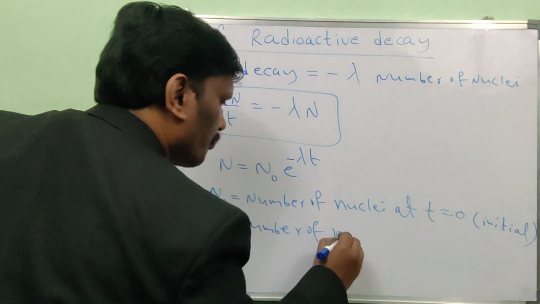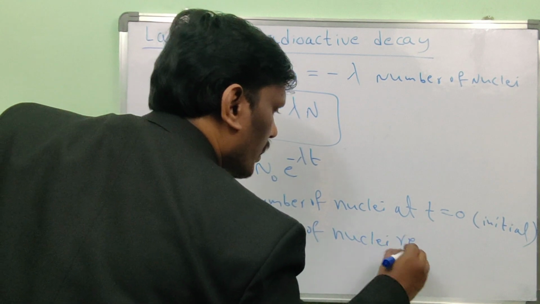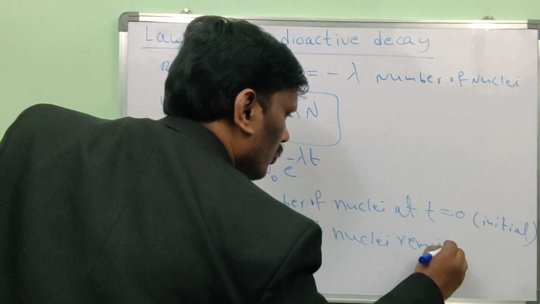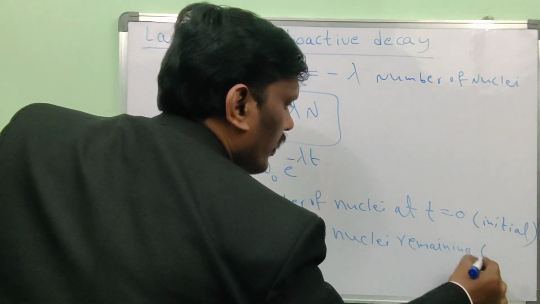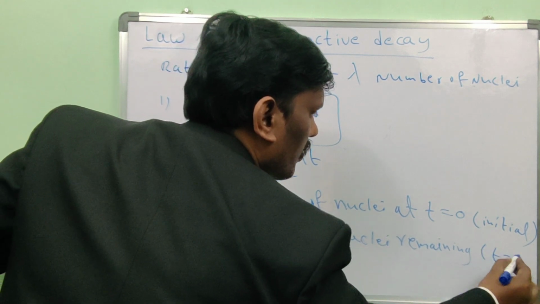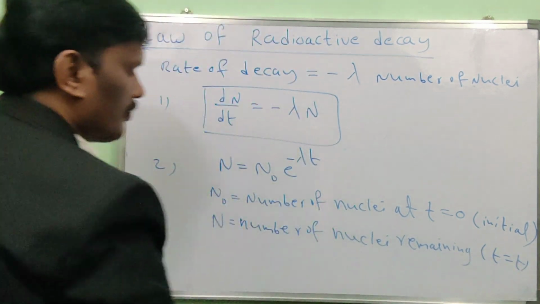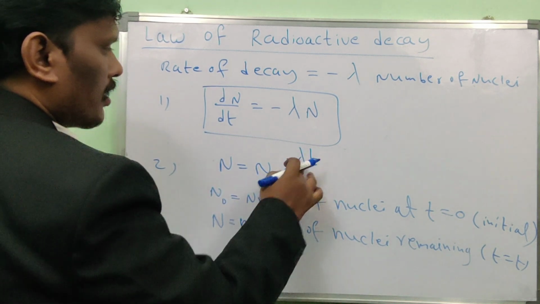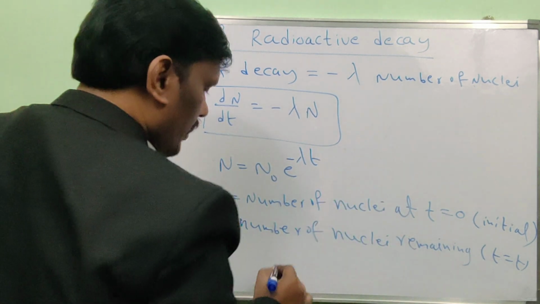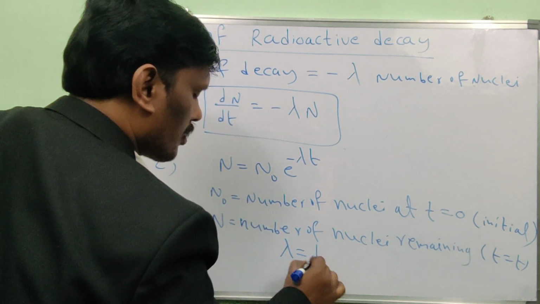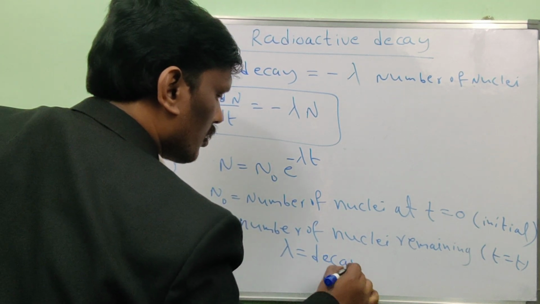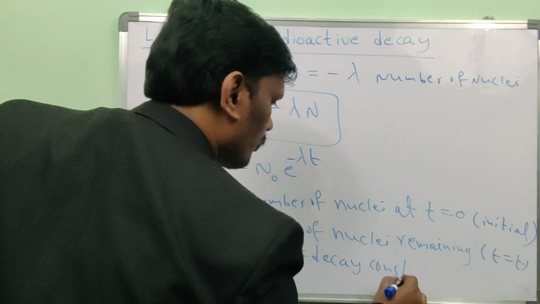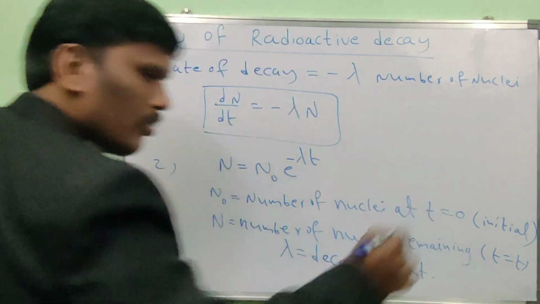Number of nuclei remaining at t equal to t, that is after time t. That is N is equal to N naught e power minus lambda t, where lambda is the decay constant. Right, note down.